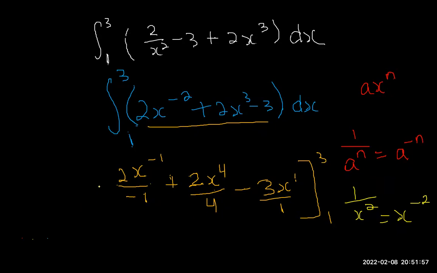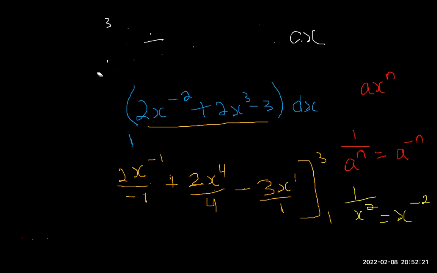So I integrated. Of course, I don't leave it like this. This would simplify even more. So minus 2x to the minus 1 plus 2x to the 4 minus 3x, right? Substitute your values into here. First, you'll do the 3. So this will become minus 2. Let me just write it out.